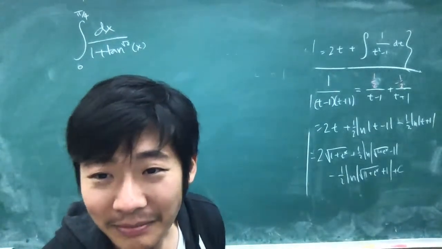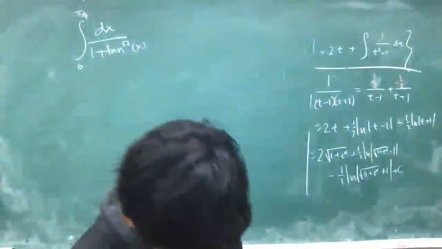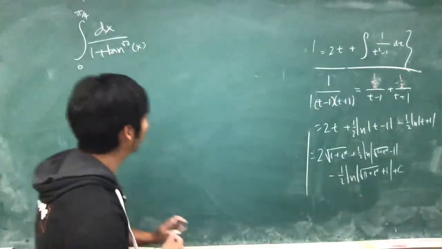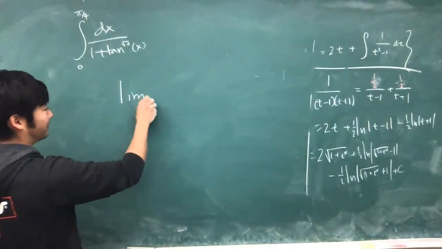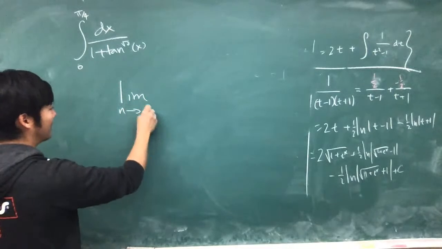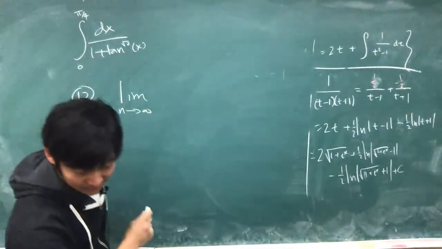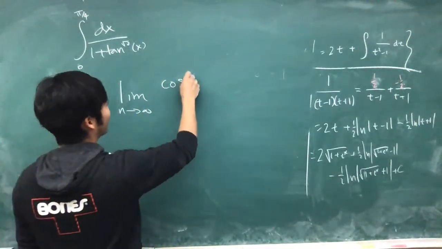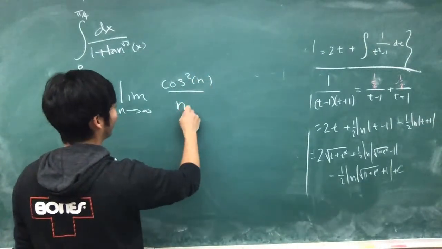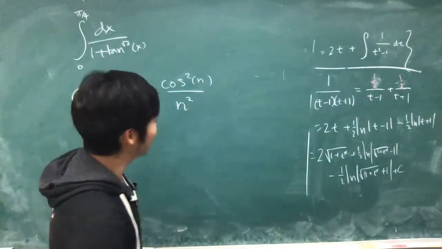Anyways, could you go through 17? Oh, okay. Limit as n goes to infinity of cosine squared n over 2 to the n. Is that right? No, 2 to the n.